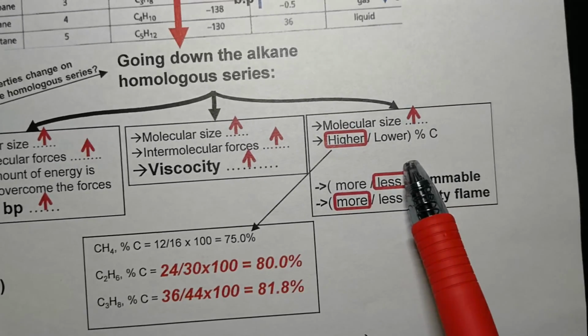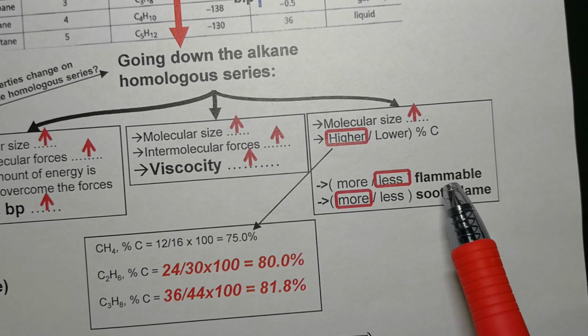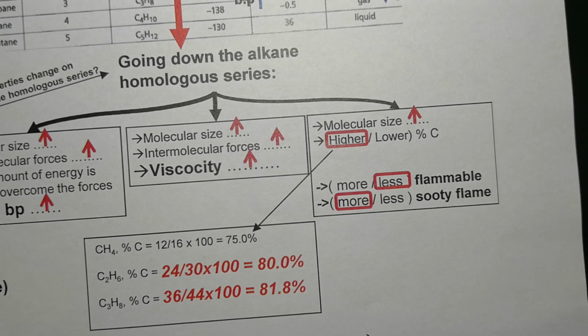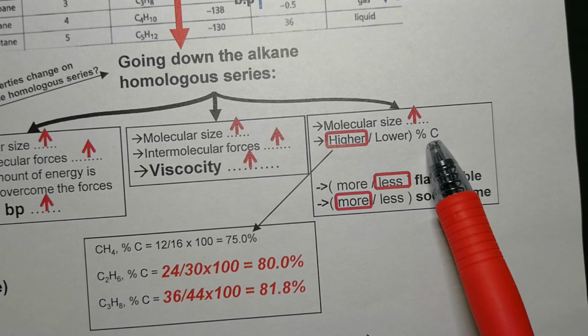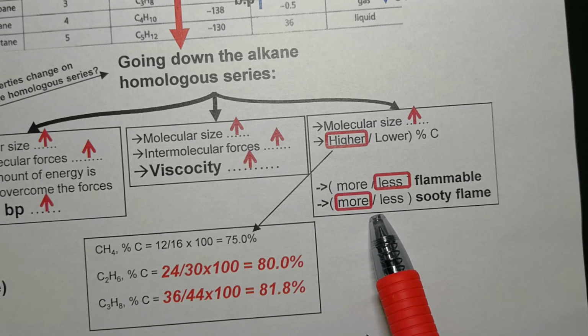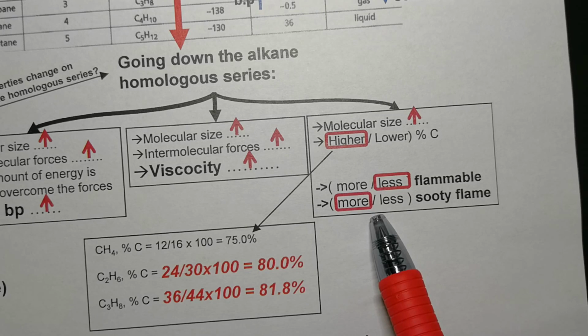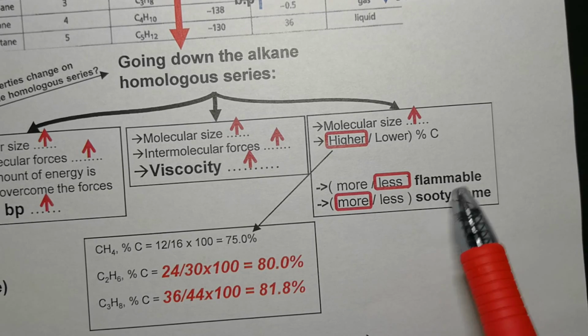When the percentage of carbon increases, it means the flammability decreases. More and more carbon, a high percentage of carbon, means that it is harder and harder for it to catch fire, the flammability decreases. Okay, and more and more carbon also means that the flame becomes more and more sooty. That means more and more black smoke. Okay, so this part is very important.